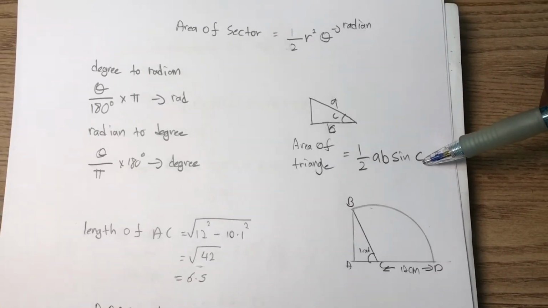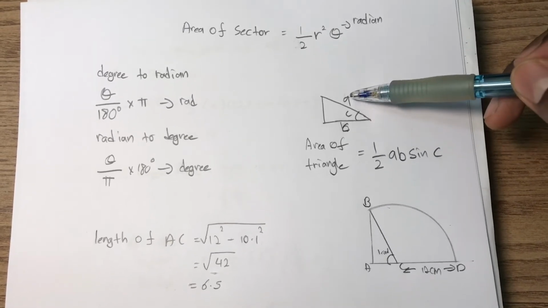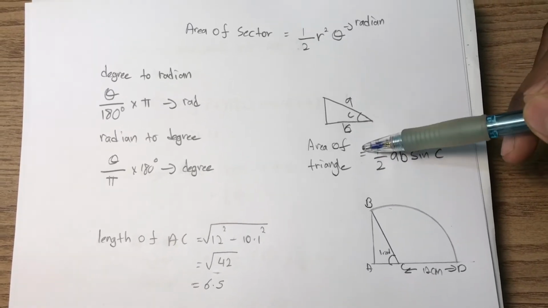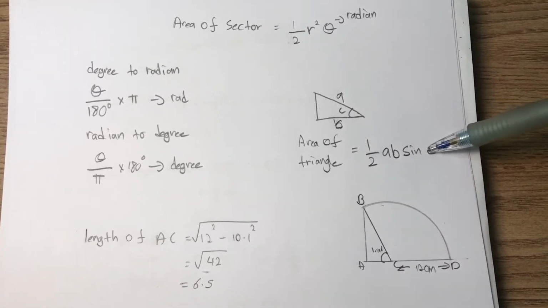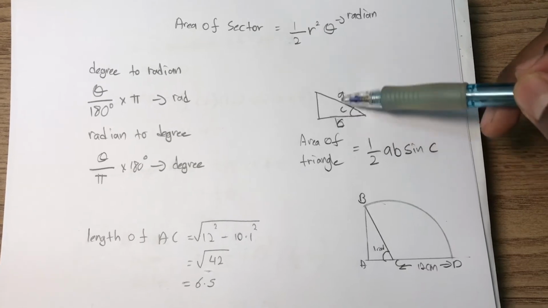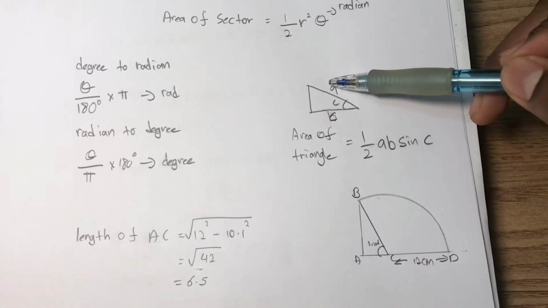This is something quite interesting because if you notice, this angle is located in between a and b. That means in order for you to use this formula, you must ensure the angle that you input in the C has to be in between the two lengths. It can't be somewhere else, right? It must be in between the two lengths.